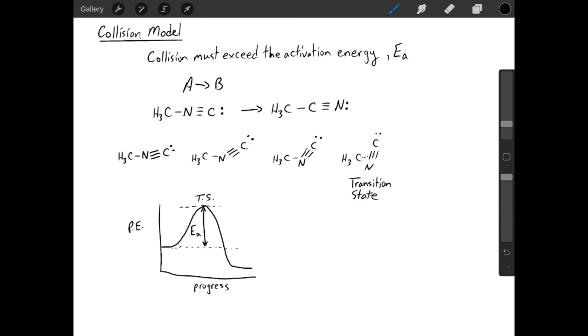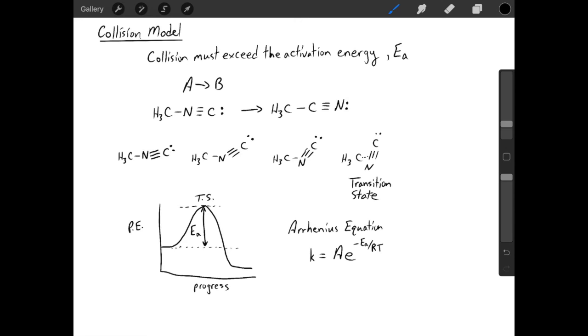And this activation energy is going to be related to temperature. And it's related to temperature using what's known as the Arrhenius equation. So k is equal to A, which is a frequency factor constant, times e raised to the power of negative activation energy divided by RT. And this R is the same R as we saw in the gas law section.